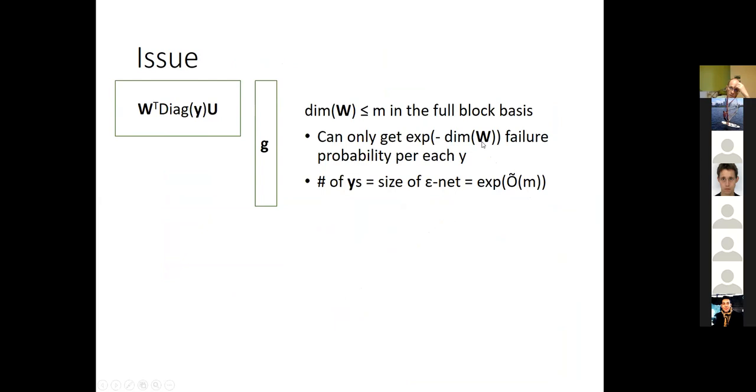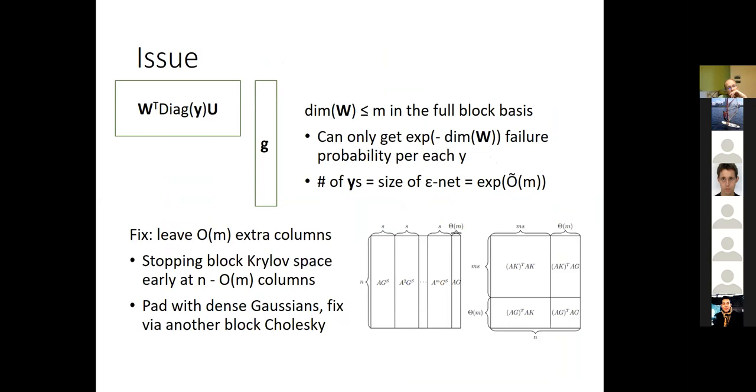So we actually have to tweak the algorithm a bit to make this work. We generate the block Krylov space so that instead of just m extra columns, there are about order m extra columns. There's an overhead of a bunch of extra columns that we just fill with Gaussians. To make the whole epsilon net argument work, we had to go back, tweak the algorithm, pad it with a bunch of dense Gaussians, and then do another step of block Cholesky. What that does is make the dimension of this part bigger, and we can prove a success probability bound involving epsilon nets that is sufficient for our overall argument. Somewhat surprisingly, this doesn't change the asymptotics of our analysis.